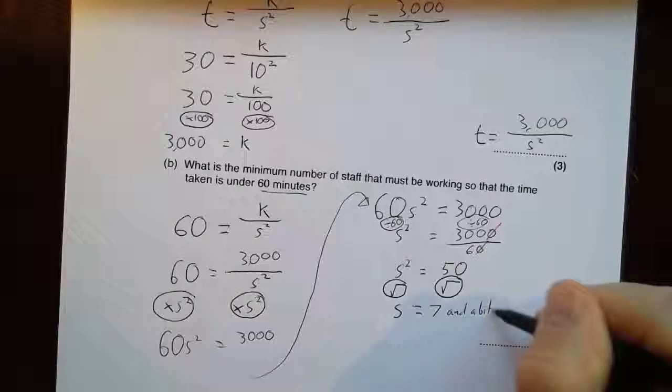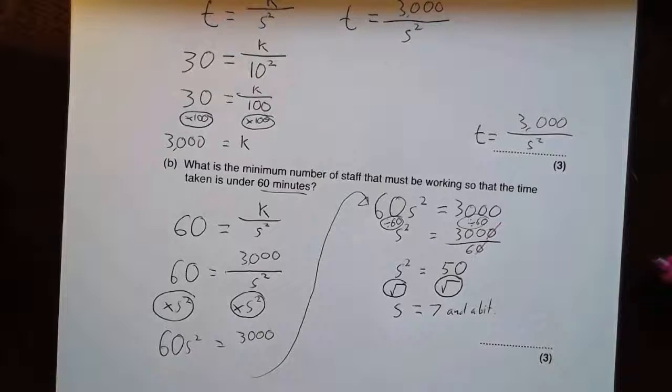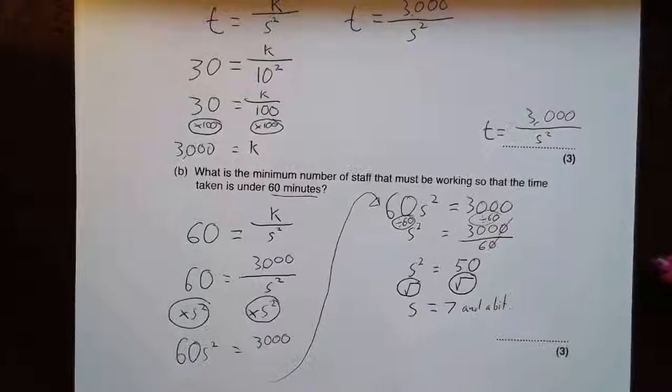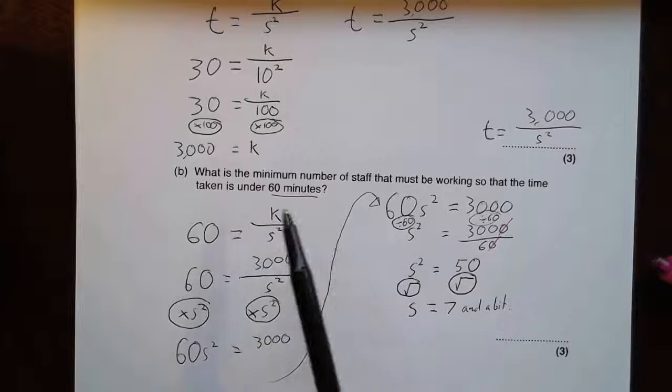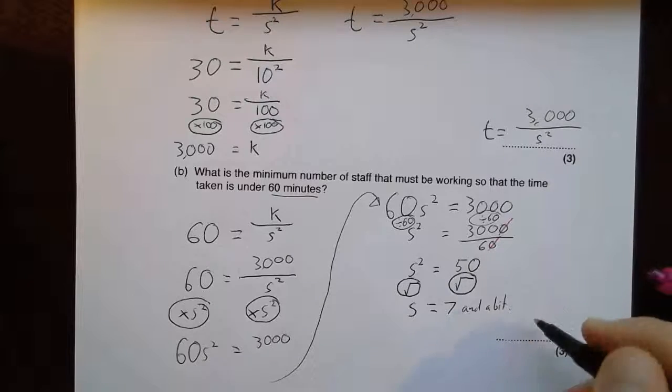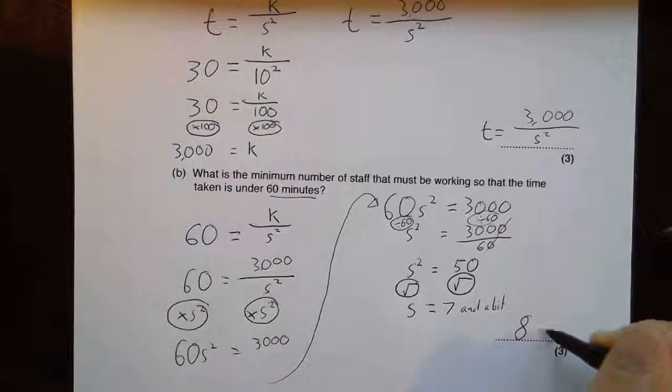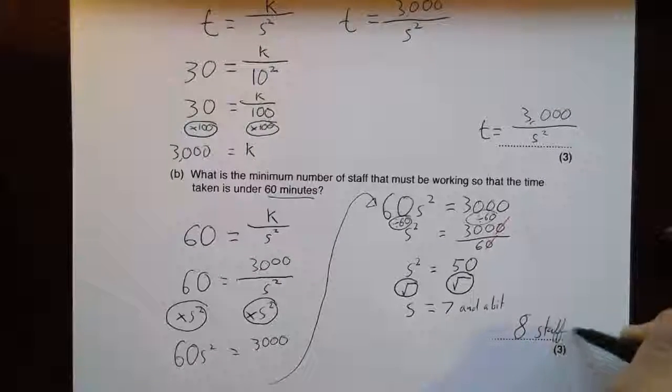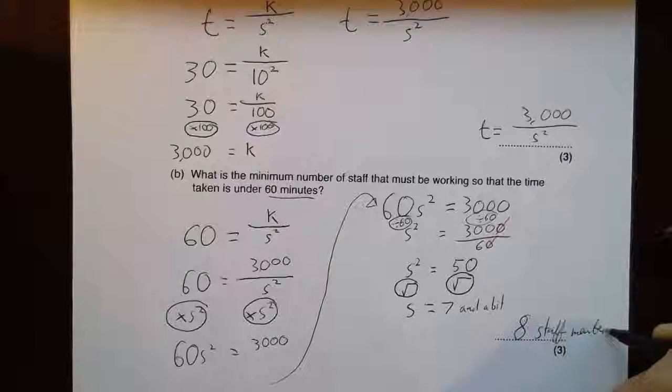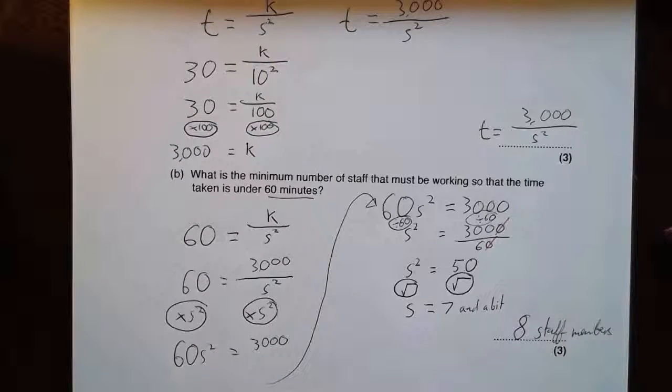Now, if it's 7 and a bit, it means I need just a little bit more than 7 members of staff to look after all these people and check them all in within 60 minutes. So actually I need 8, right? Because 7 isn't quite enough. So I need 8 staff members to be able to do that. Because if I need even a tiniest little bit more than 7, then I need to have 8.